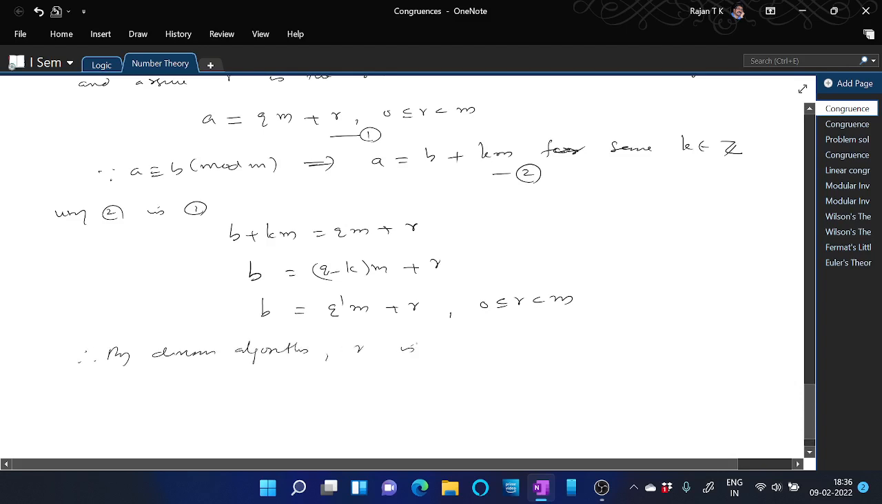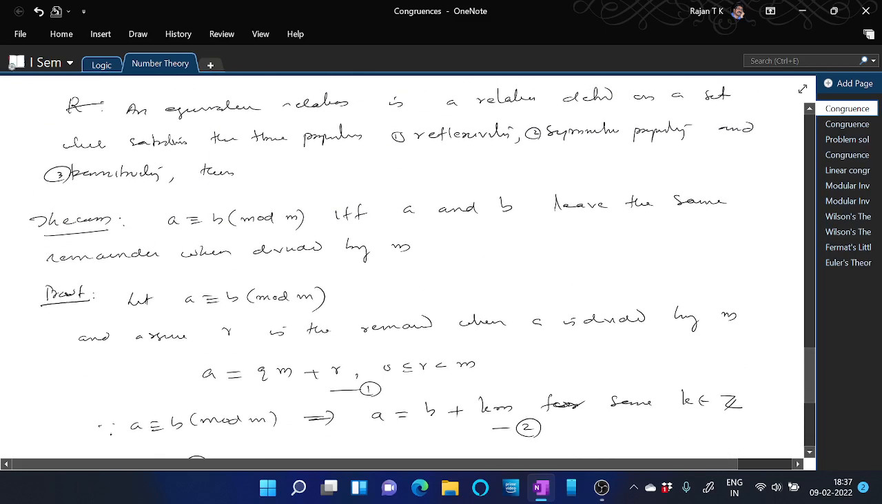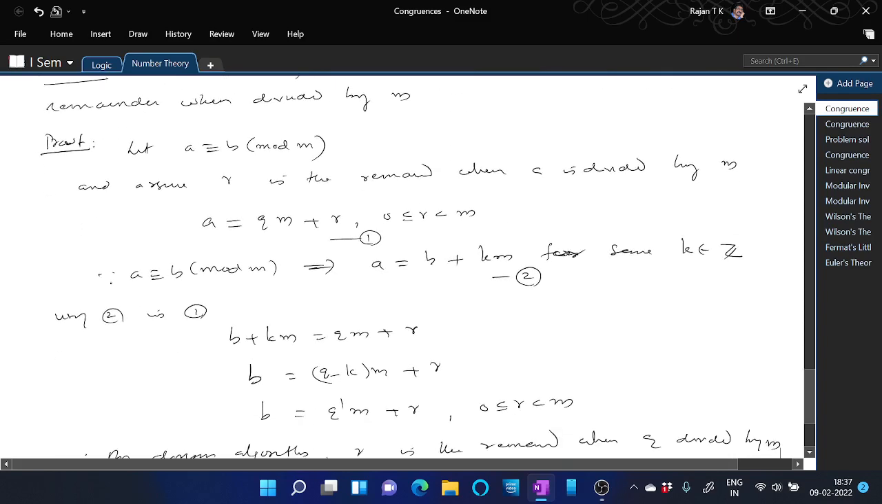R is the remainder when B is divided by M. Thus, both A and B leave the same remainder R on division by M. Now we have to prove the converse also. Suppose A and B are any two integers which leave the same remainder R when divided by M. We have to prove A is congruent to B mod M.